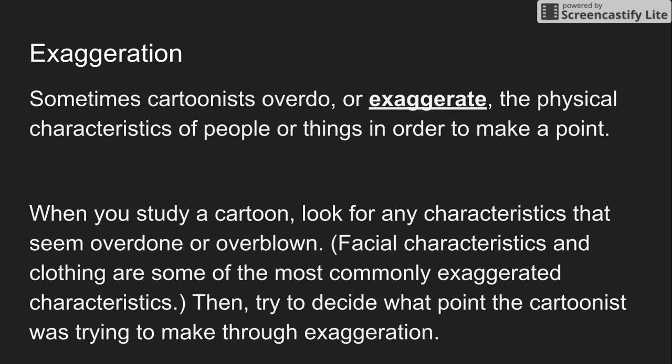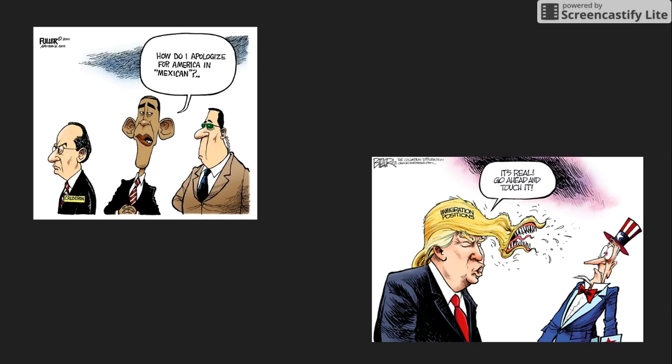Oftentimes we see this with characteristics about someone's facial features or their body. We'll see President Obama with big ears or Donald Trump with a big crazy head of yellow hair. Here's one thing to really consider with exaggeration: ask yourself, what is the purpose of the exaggeration? Why is the artist exaggerating these features? Because sometimes it's simply to identify who the person is.